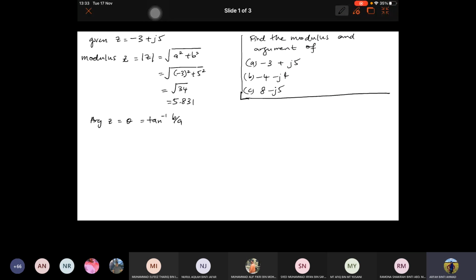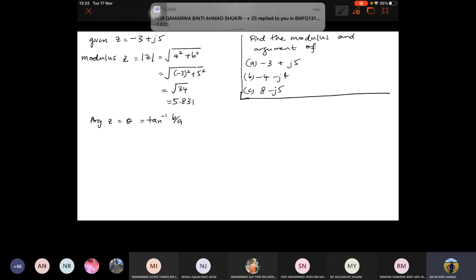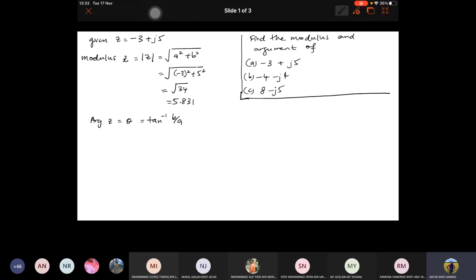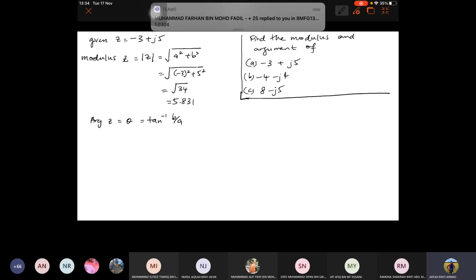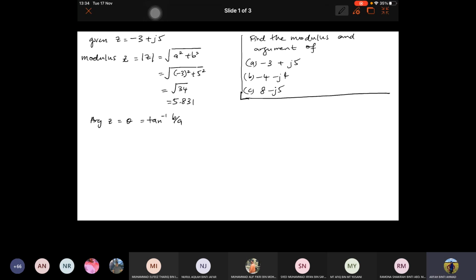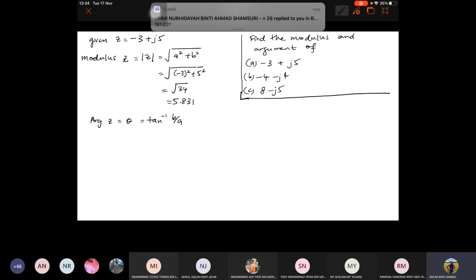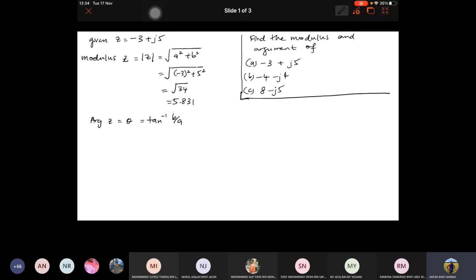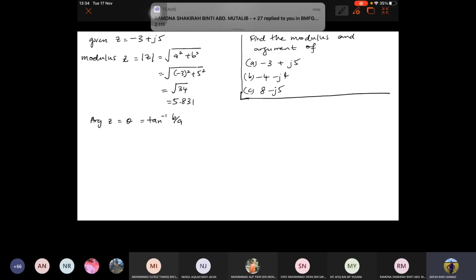Ada yang dapat berapa argument bagi Z? Argument bagi Z negatif 1.03, salah. Tapi nice try. Ada lagi yang lain? Berapa argument bagi this case? Any other answer? I'm waiting for your answer. The right one. 1.0304 pun salah. Itu betul, jawapannya 2.11.